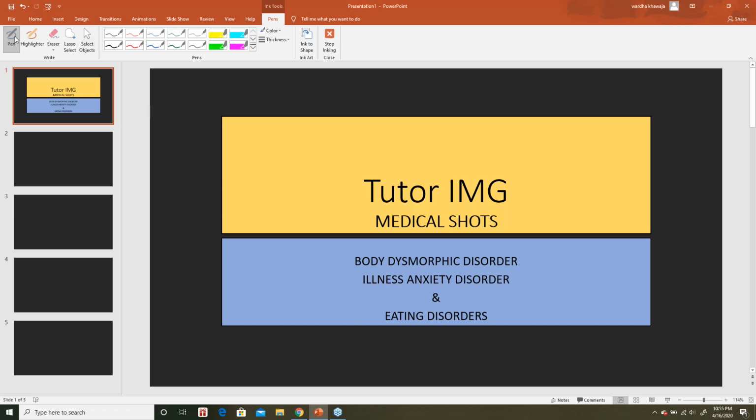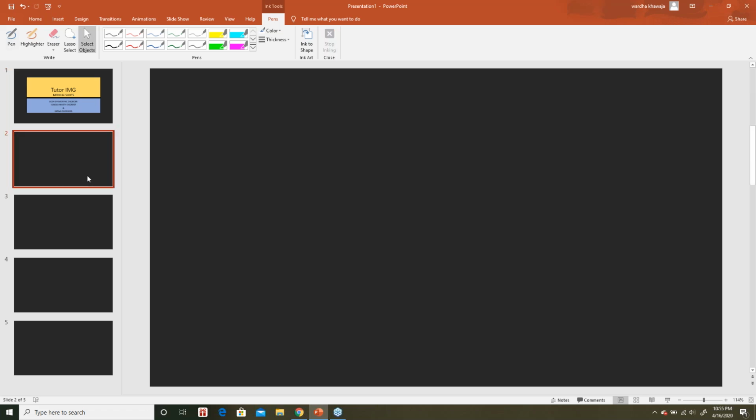In this lecture, we're going to be taking a look at some other overlapping conditions in psychiatry: body dysmorphic disorder, illness anxiety disorder, and eating disorder. The reason they might seem overlapping at times is because all three of these conditions are concerned with the appearance of the body, right? So they are all concerned with a body appearance issue.